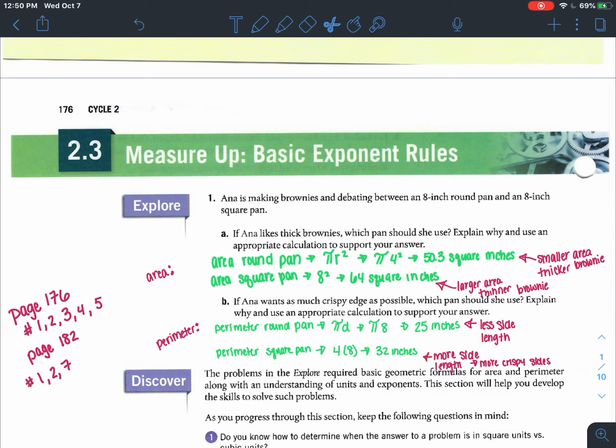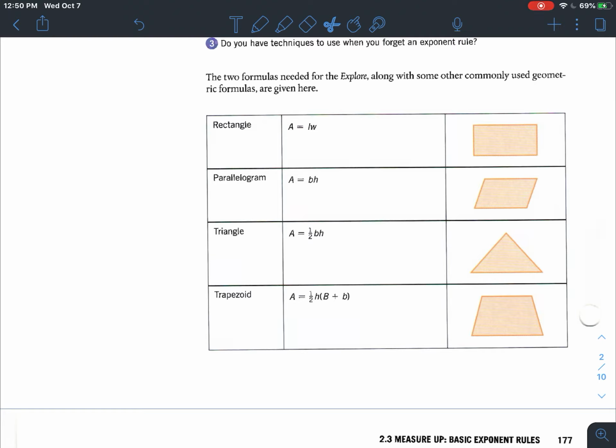We have area of your most commonly used geometric shapes here: rectangle, parallelogram, triangle, trapezoid, circle, cylinder, cone, sphere, rectangular prism. Some commonly used formulas: volume, some surface area, and then just area up here. These are the 2-dimensional shapes and then these ones are the 3-dimensional shapes.